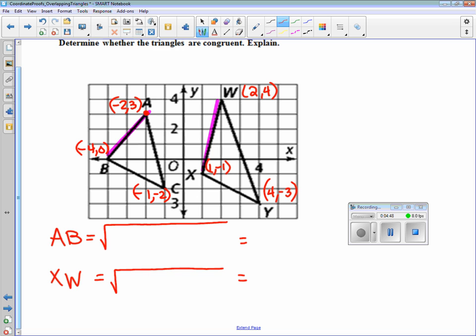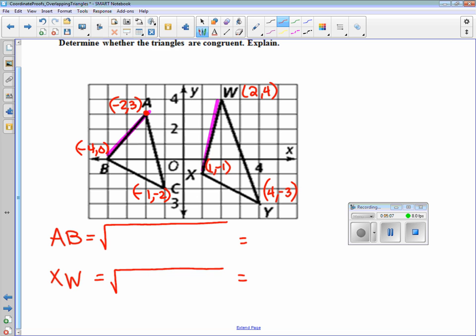Do you remember how to do it? Like the square root of x2 minus x1 squared plus... Yes. Subtract the x's, the difference of the x's squared plus the difference of the y's squared. Exactly. So let's do that. So let's look at A and B.